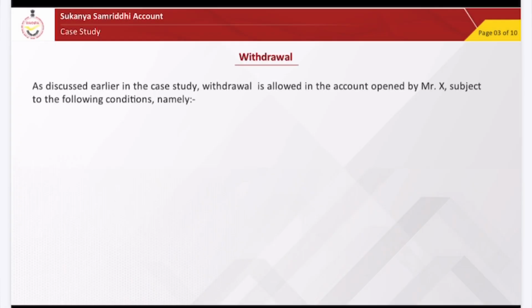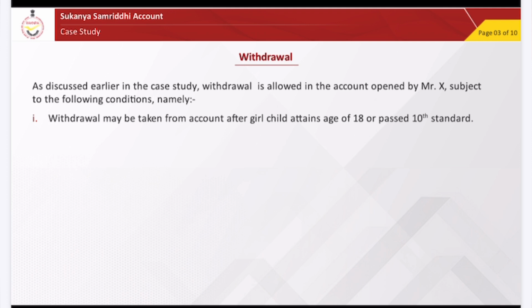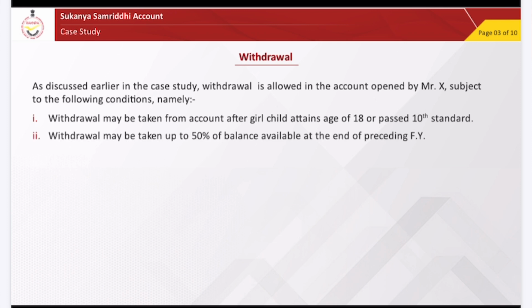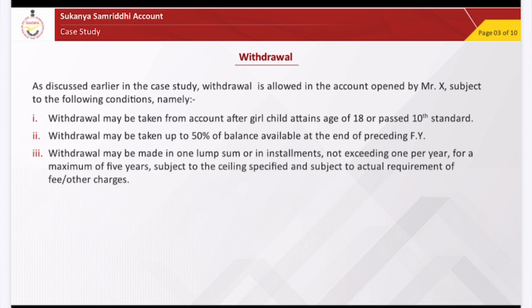As discussed earlier in the case study, withdrawal is allowed in the account opened by Mr. X, subject to the following conditions: withdrawal may be taken from the account after the girl child attains the age of 18 or passes 10th standard. Withdrawal may be taken up to 50% of the balance available at the end of the preceding financial year. Withdrawal may be made in one lump sum or in installments, not exceeding 1 per year, for a maximum of 5 years, subject to the ceiling specified and subject to actual requirement of fee and other charges.